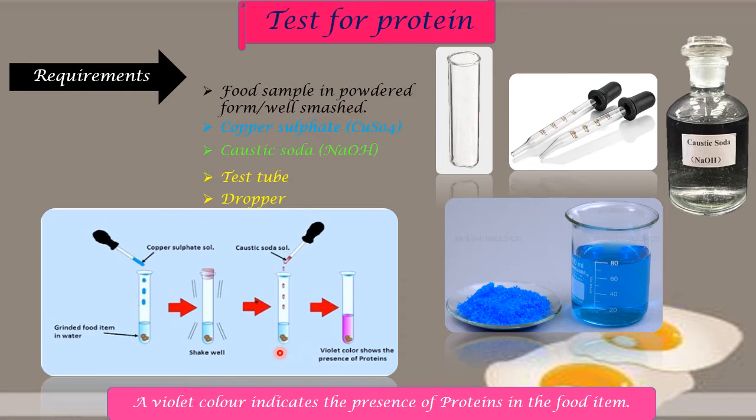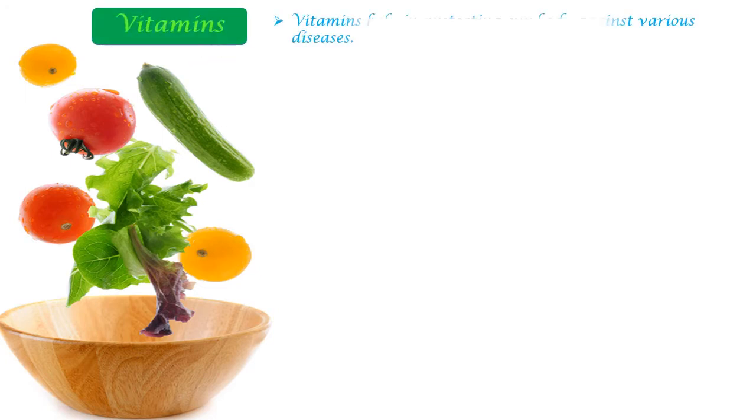So now we have just conducted three tests: test for carbohydrates, test for fats, and test for proteins. Alright, now we will discuss the micronutrients, vitamins. So what are these vitamins? Vitamins help in protecting the body against various diseases. So vitamins fall under protecting food, vitamins and minerals. So it helps protect the body from various diseases.